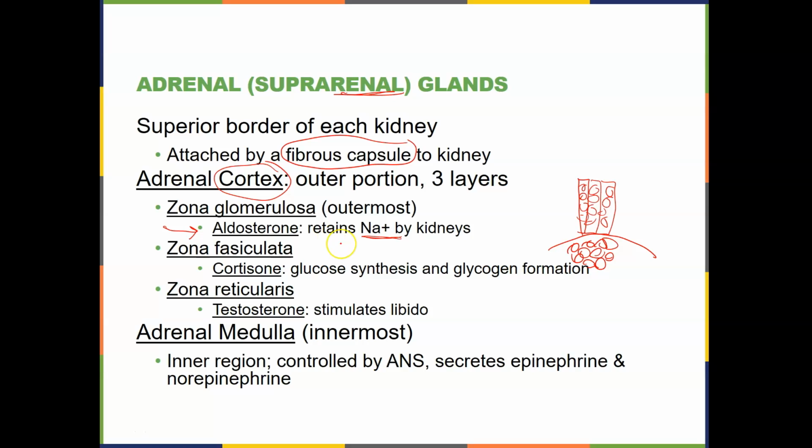The zona fasciculata produces cortisone, all right? Cortisone is a big deal. I mean, we talk about cortisol, the stress hormone, that comes from cortisone. And so basically cortisol is going to help regulate glucose and glycogen in your body, cortisone especially. So basically it's going to allow your body to make the choice: am I going to use the sugar or am I going to store the sugar?